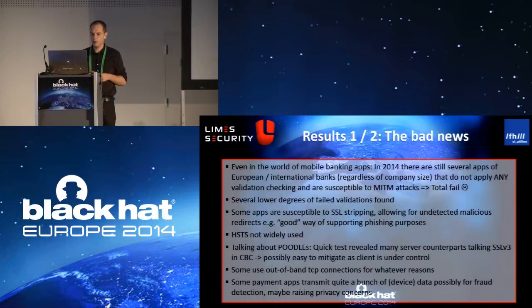Also talking about POODLE, the POODLE vulnerability, which came around just this week. We did a very quick test just 2 days ago. How many of the server-side counterparts of our banking applications would be configured to talk SSL version 3 in the problematic CBC mode? Yes, there was quite a bunch of them. So of the 30 we tested, I think at least 15 were talking SSL version 3 in CBC. And I think in this case, this could be prevented.